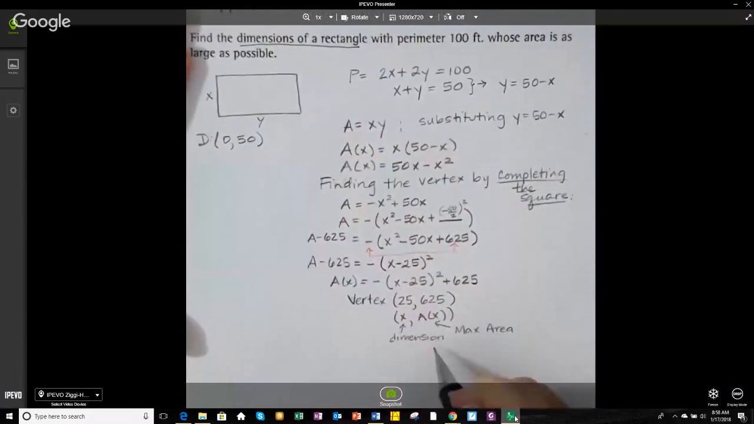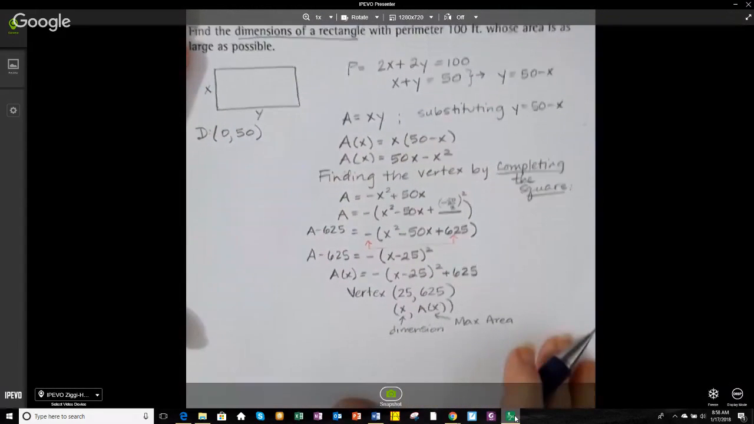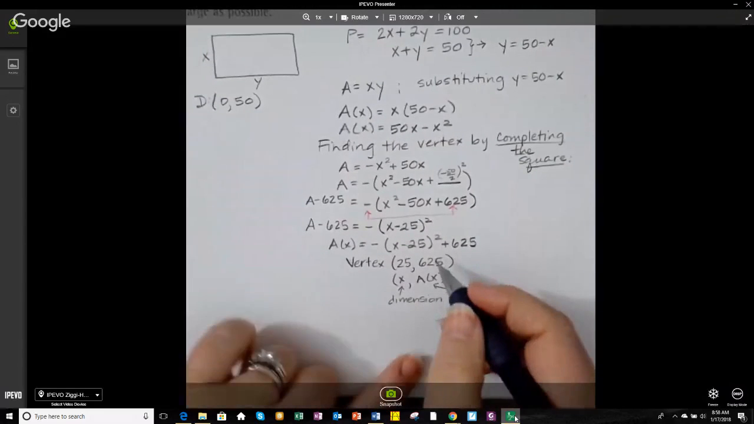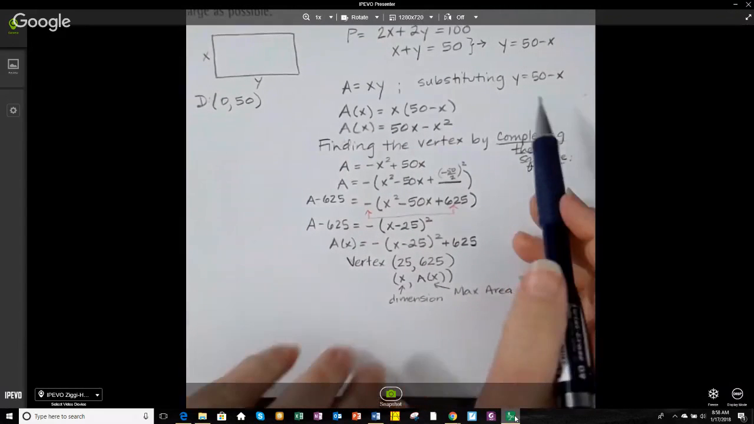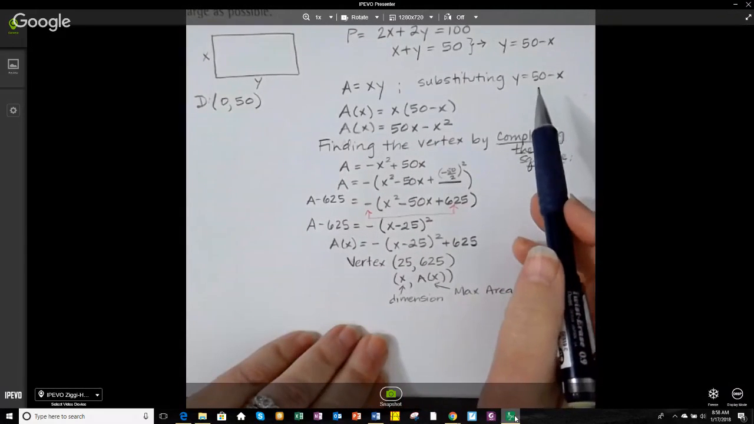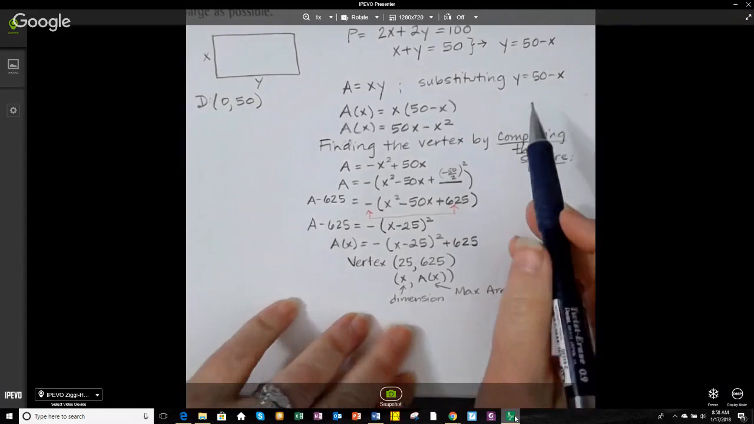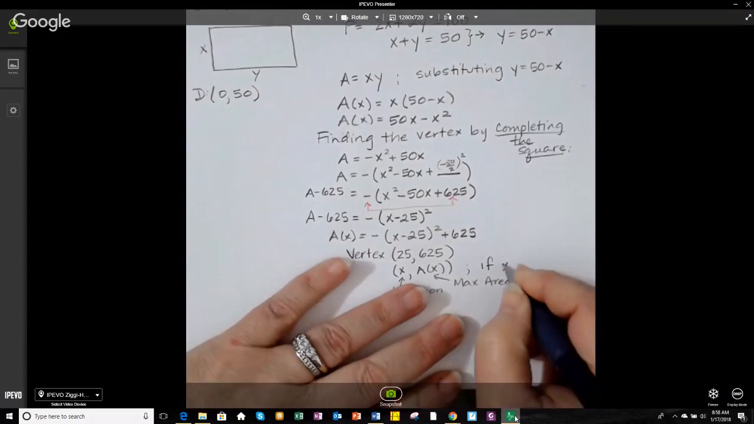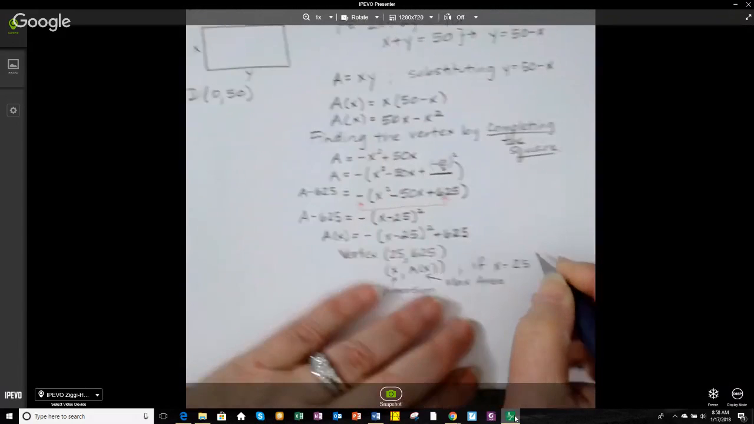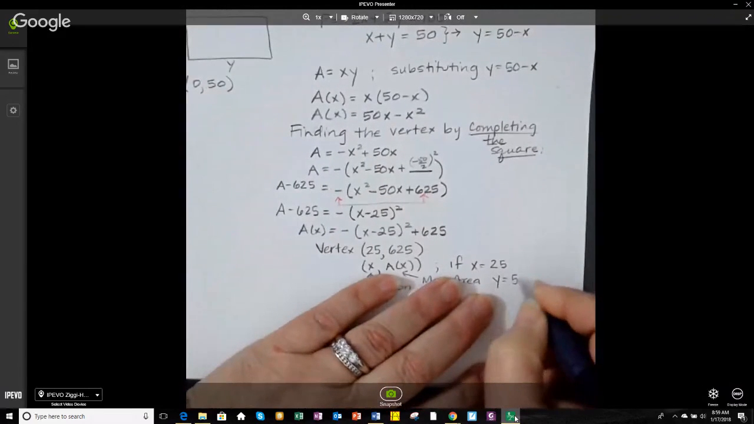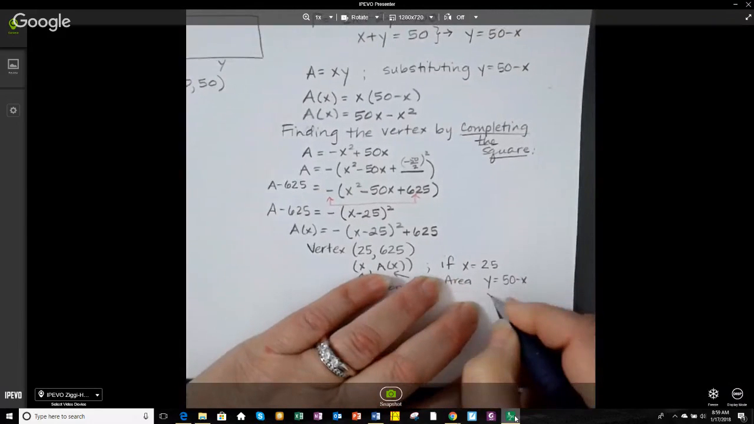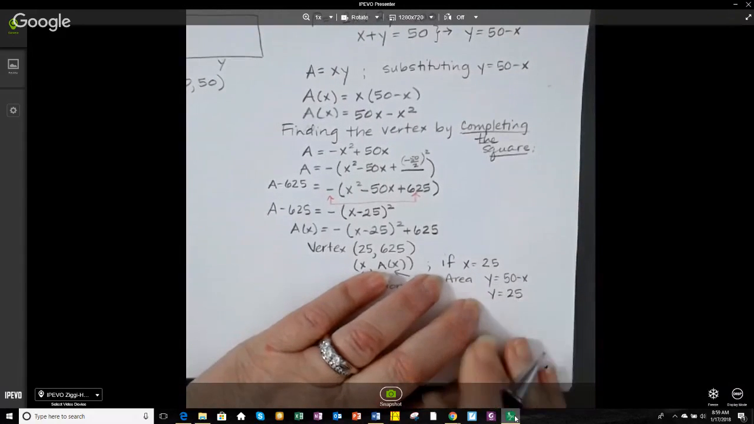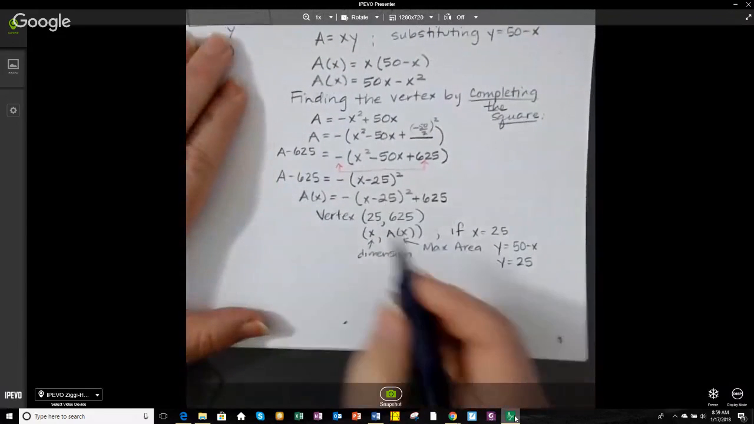So I have the x is 25, and I have the maximum area, but I don't have the y dimension. So I need to solve for y. So if x equals 25 and y equals 50 minus x, then y has to also equal 25. And so this is how I would answer this question.